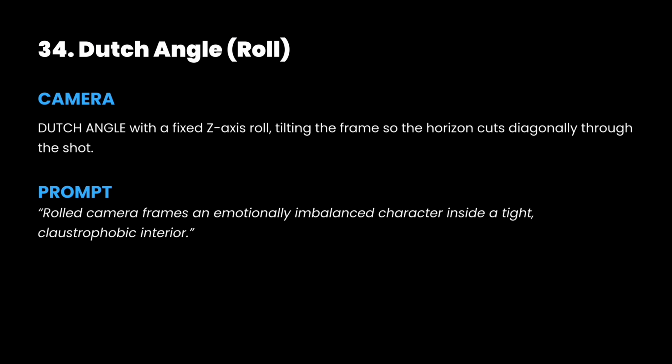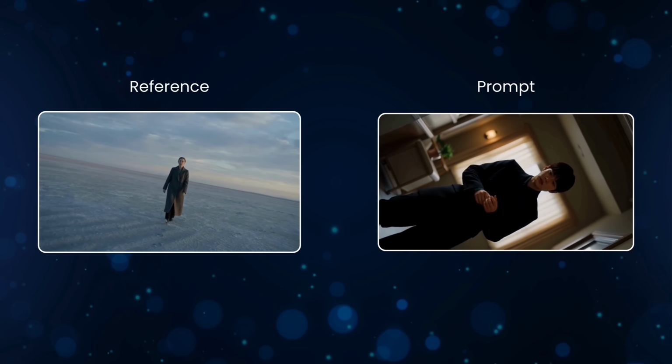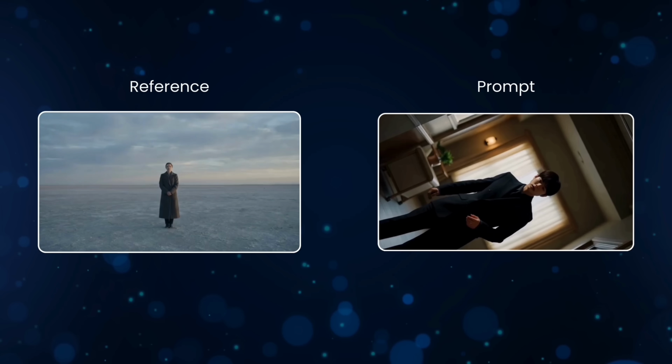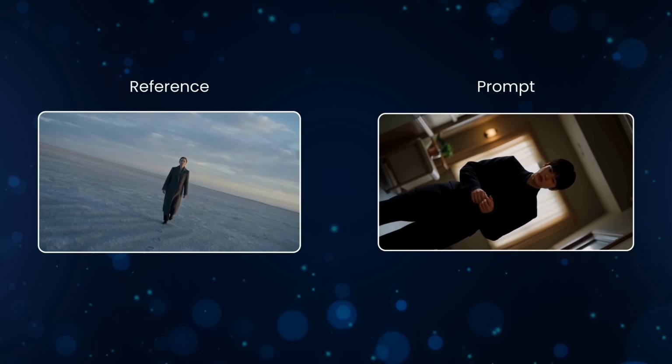Number 34. Dutch angle, roll. The tilted perspective destabilizes the viewer, mirroring inner turmoil. Use it sparingly in confined spaces to visually amplify psychological tension at key emotional beats.